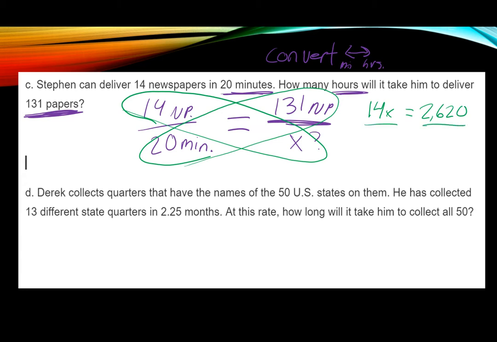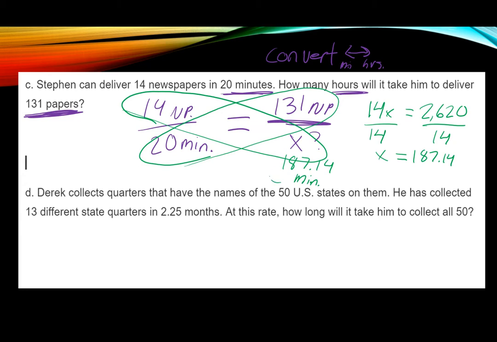So what do I need to do here to get x by itself? Well, it's saying 14 times x. So the opposite of multiplying would undo what I have here, and that'd be to divide by 14. So I need to do that to both sides. Balance out the old scale. And 2620 divided by 14, that's going to give me 187.14. And so that is going to be the minutes it would take Stephen.